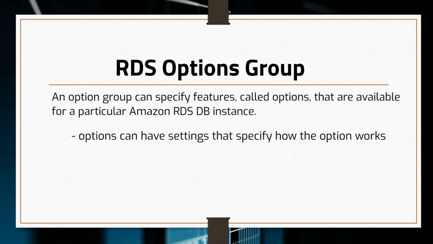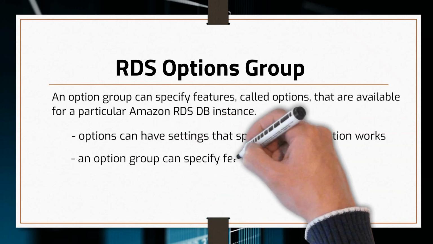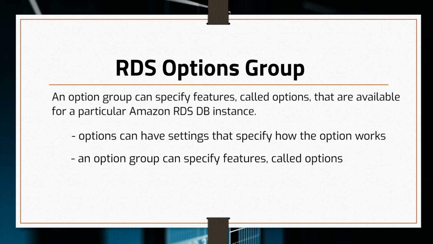When you associate a DB instance with an option group, the specified options and option settings are enabled for that database instance. By default, RDS provides an empty default option group for each new database instance. You can modify or delete this default option group, but keep in mind that new option groups derive the settings from the default option group.